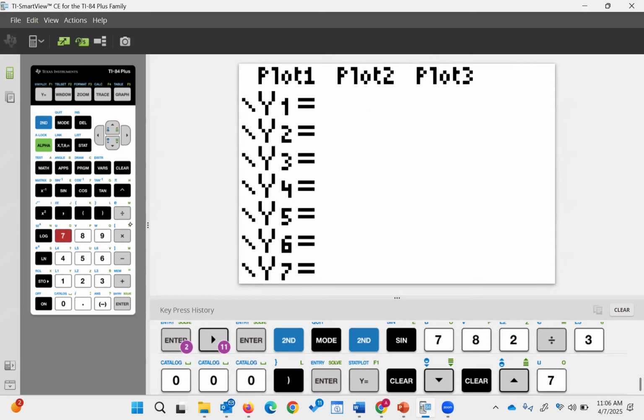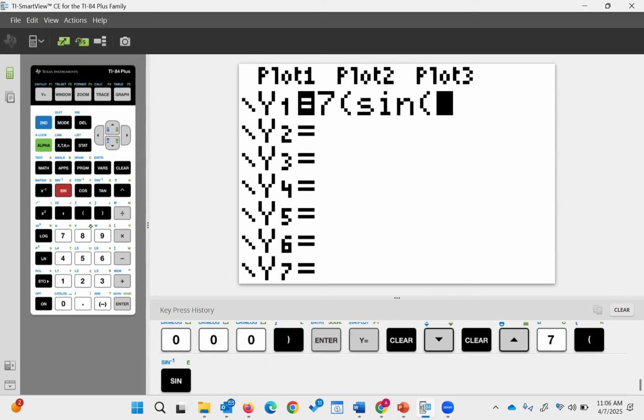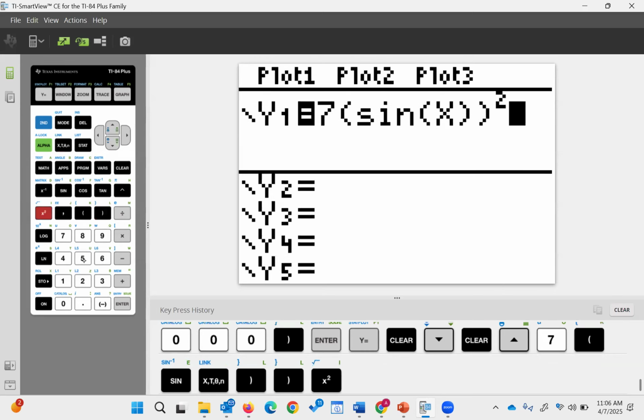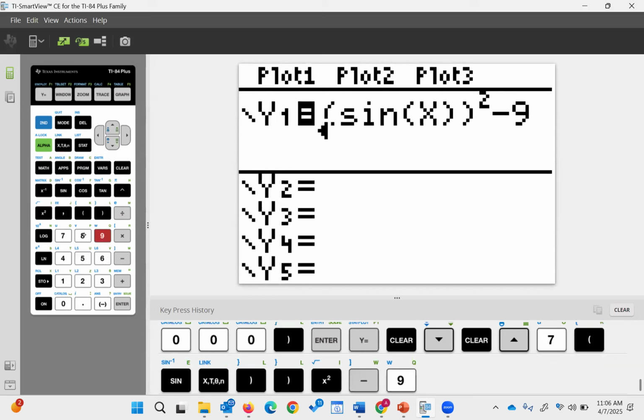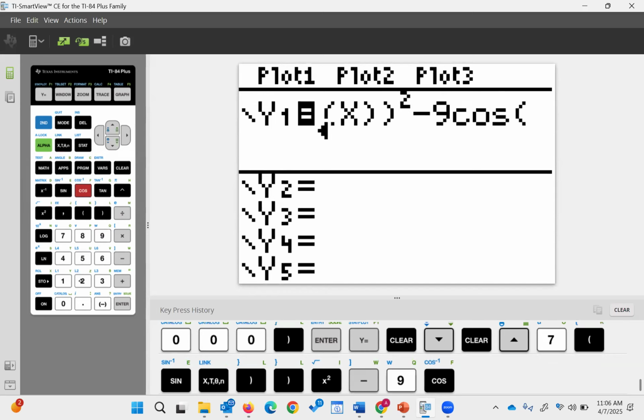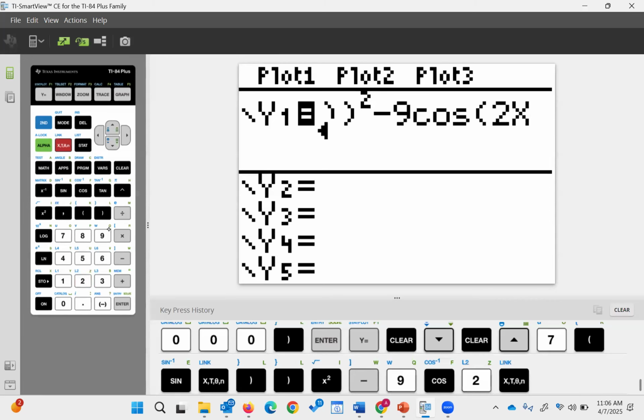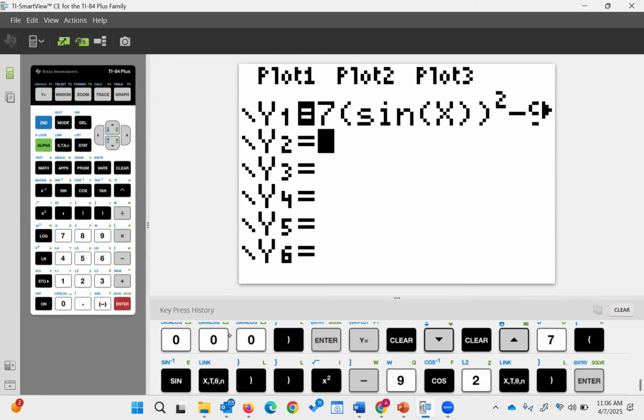You've got to do 7, put into parentheses, and it's going to be sine. Notice you have another parenthesis that opens up, so we close off the first one, that's for the sine function. And we close off the second one in order to prepare it for squaring. Minus 9. And now we have a cosine, and that angle is 2 theta, so it's 2 times the x. Close it off.